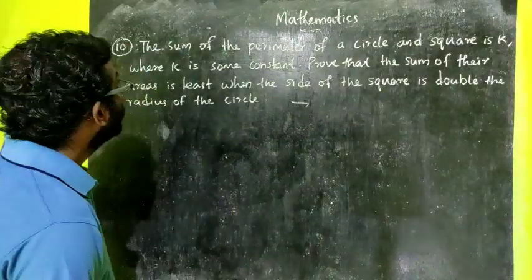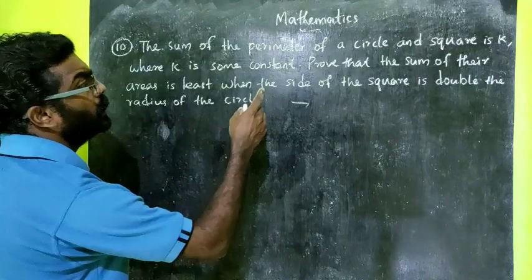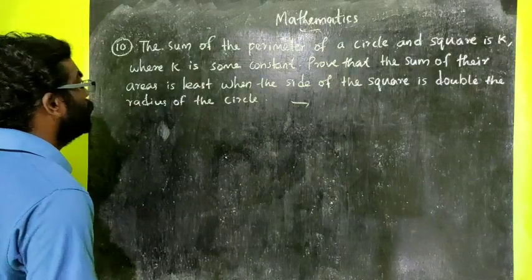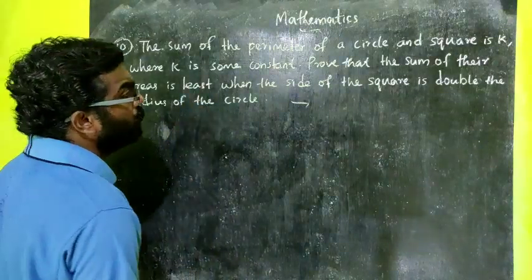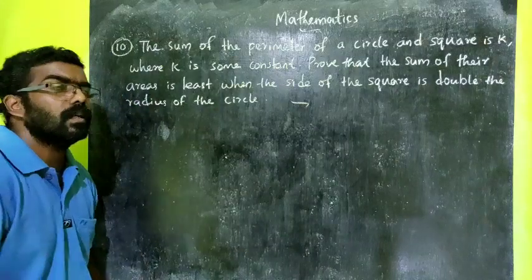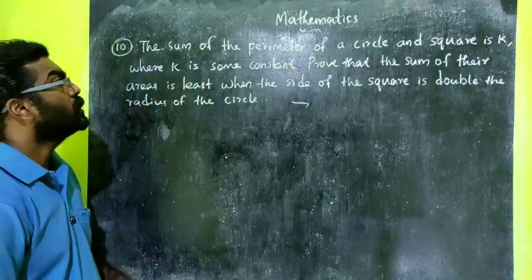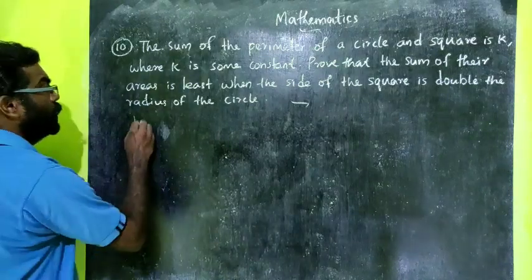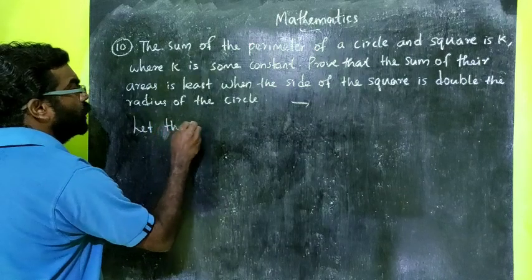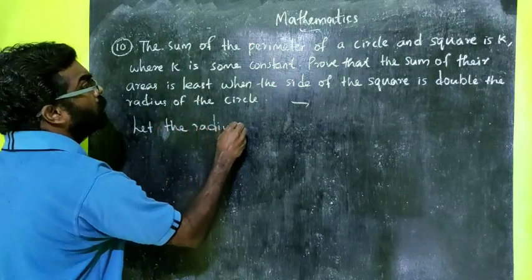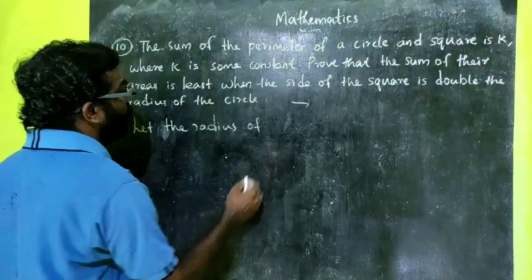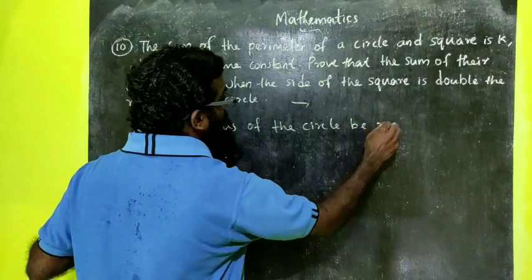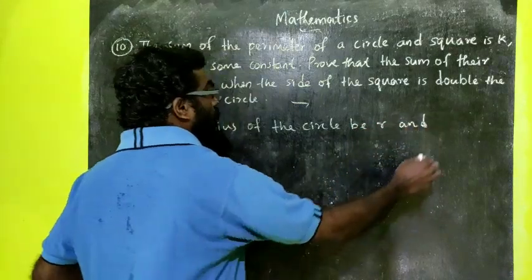The next question is, the sum of the perimeter of a circle and a square is k, where k is some constant. Prove that the sum of their areas is least when the side of the square is double the radius of the circle. Okay, we have to prove a relation. The sum of the perimeter of a circle and a square is k. So let the radius of the circle be r, and the side of the square be x.